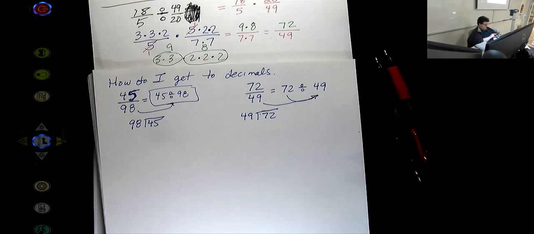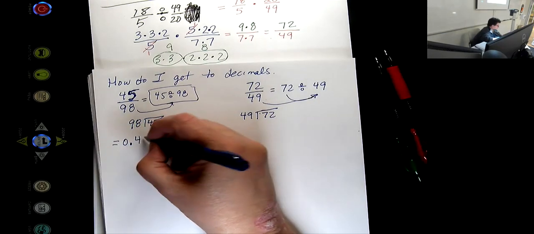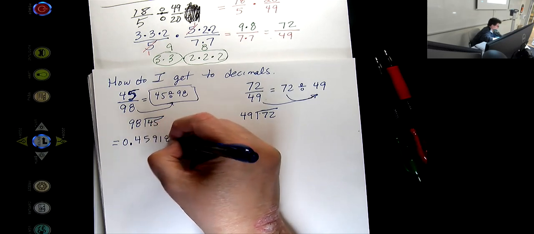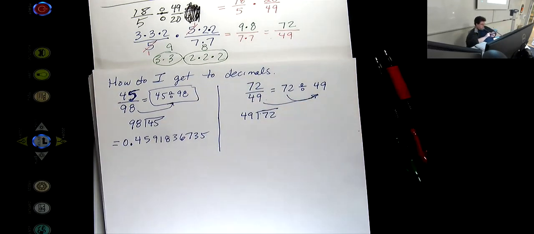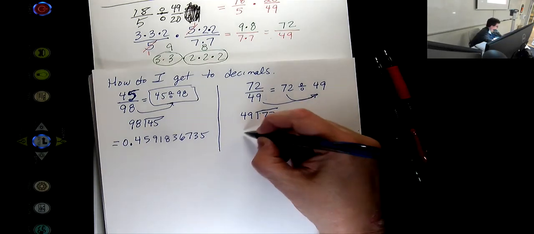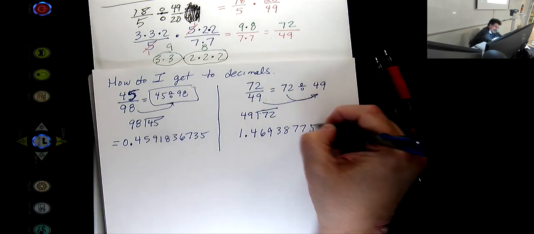And I didn't bring my good calculator with me, so I'm stuck using the phone one that I think is slower. We don't know where all the buttons are. 45 divided by 98. On this one, my phone is giving me 0.45918367335. And on the left one, I'm getting 1.469387755.